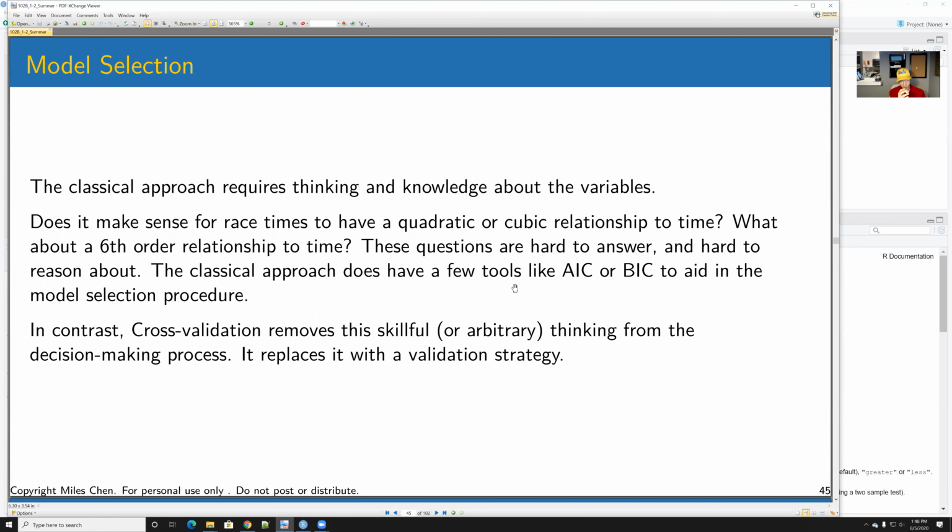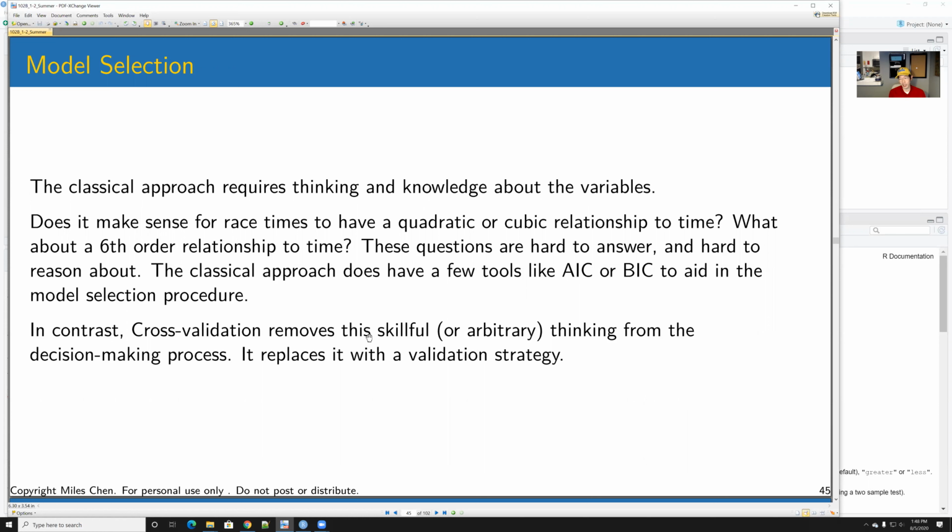So the pro and the con of cross-validation: on the con side, it removes the skillful thinking. Pro, it removes arbitrary thinking, right? When you say, let's go with the third order polynomial, or let's go with the fourth order polynomial, a little bit of that decision might be a little bit arbitrary, right?